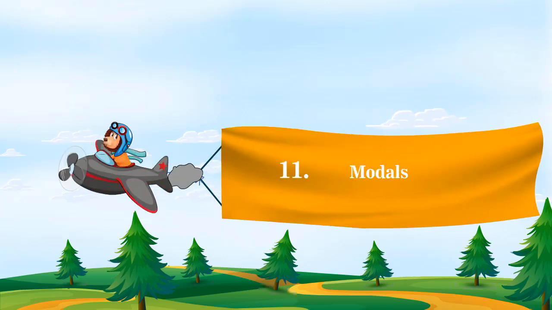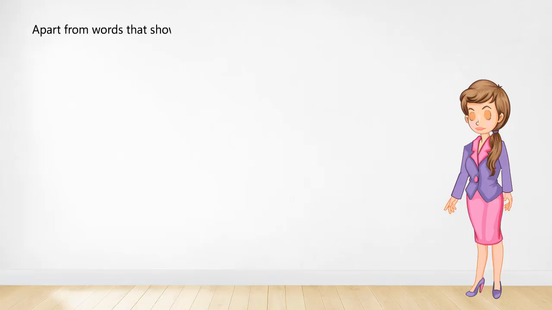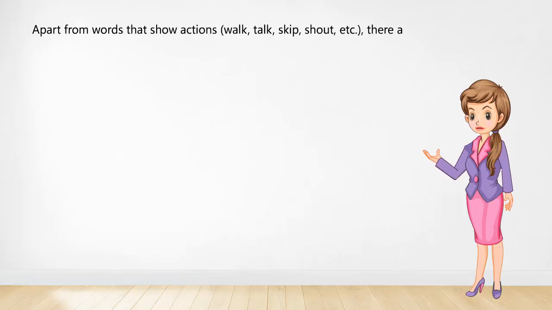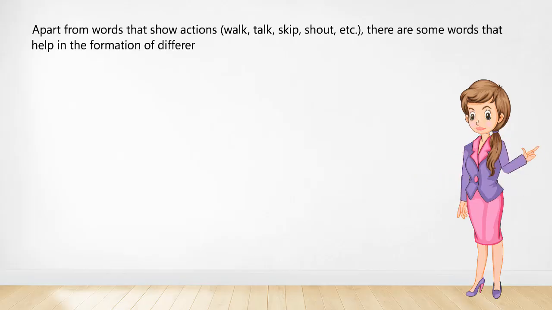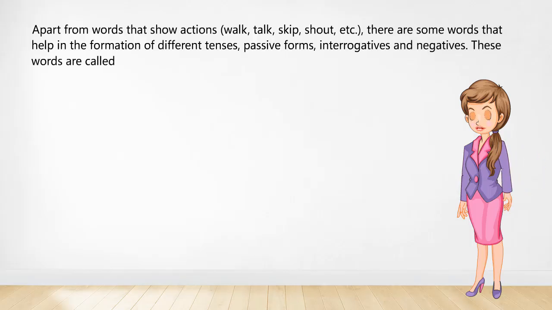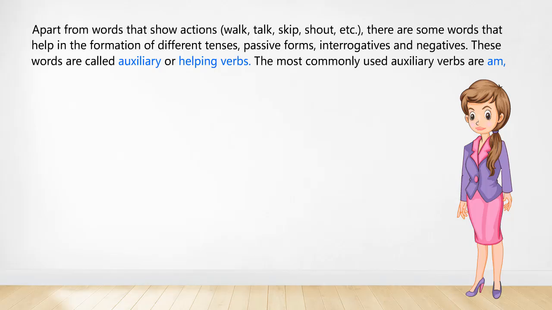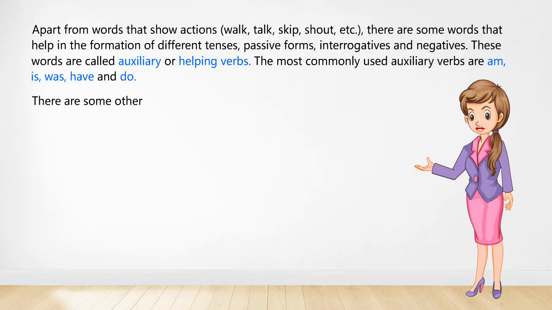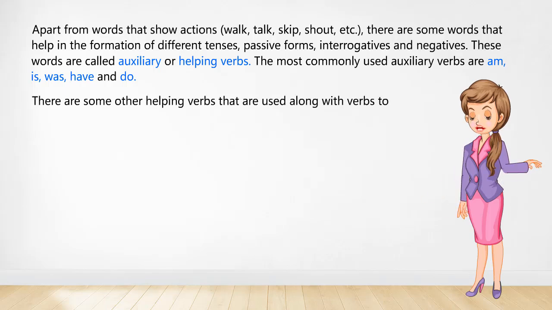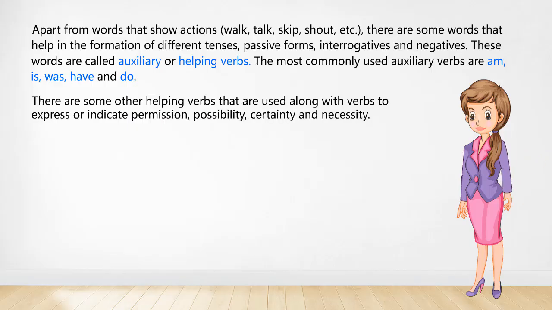Chapter 11 Modals. Apart from words that show actions, walk, talk, skip, shout, etc., there are some words that help in the formation of different tenses, passive forms, interrogatives, and negatives. These words are called auxiliary or helping verbs. The most commonly used auxiliary verbs are am, is, was, have, and do. There are some other helping verbs that are used along with verbs to express or indicate permission, possibility, certainty, and necessity. These words are called modals.